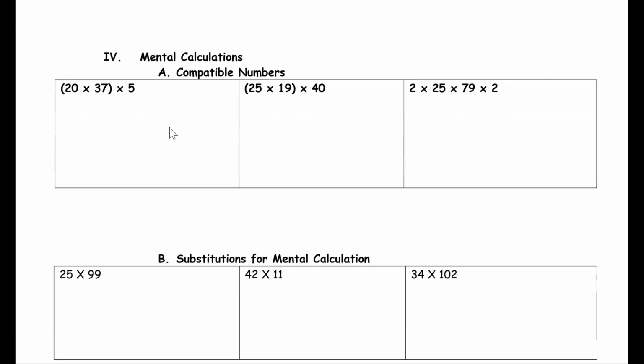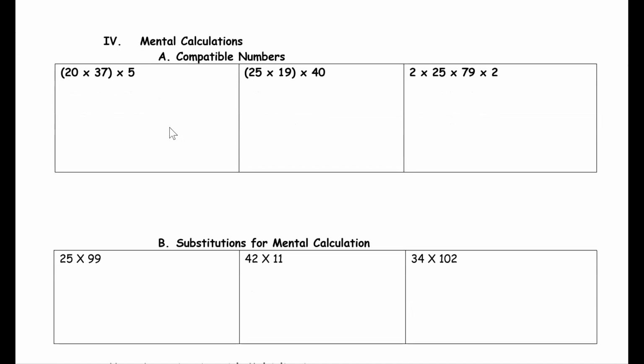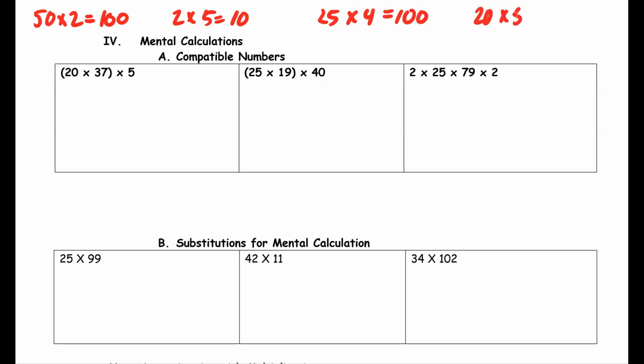Okay, so let's talk about some mental calculations. How do we multiply? We just did a problem, but how do we multiply quickly in our head? Let's jot down some of these friendly numbers, we can call them. One friendly combination, 50 times 2 is 100. 2 times 5 is 10. 25 times 4 is 100. 20 times 5 is 100. And just keep those in mind.